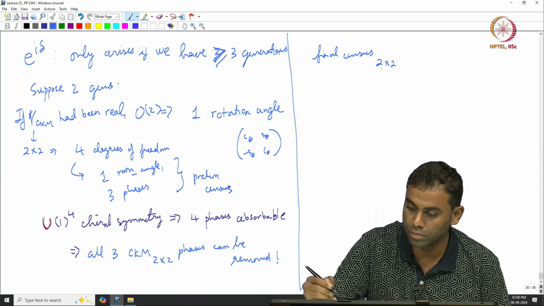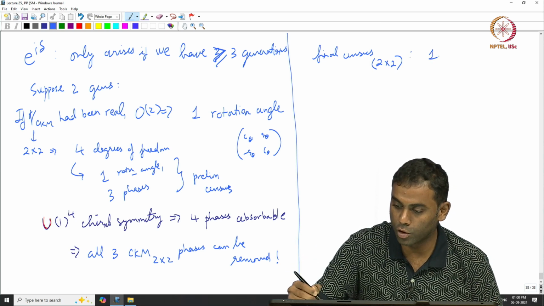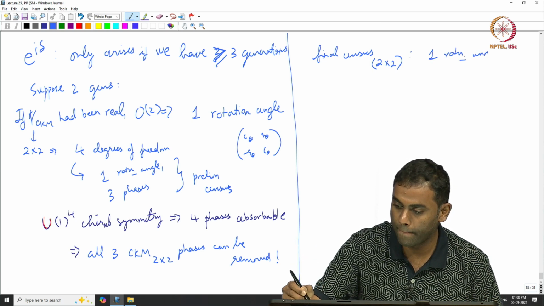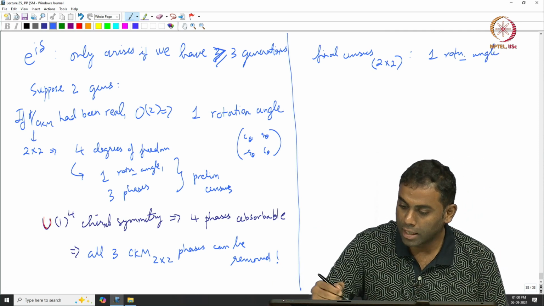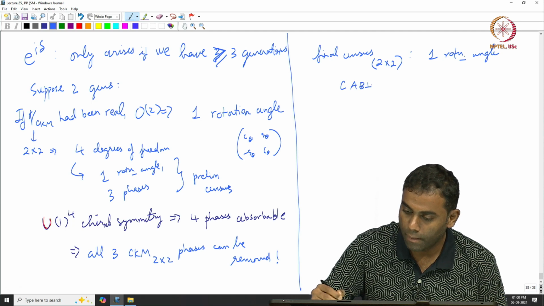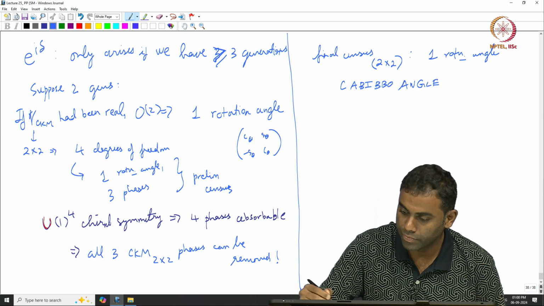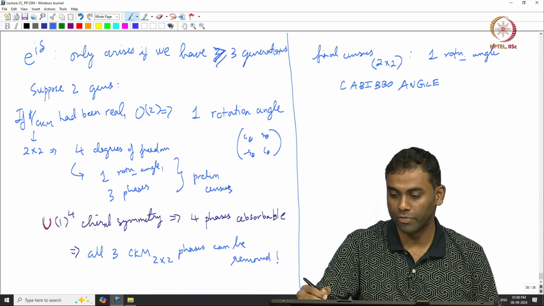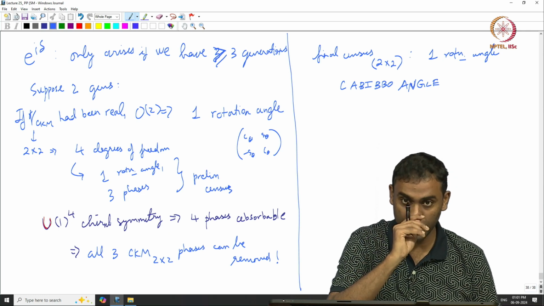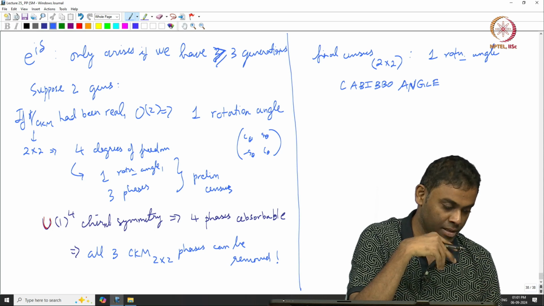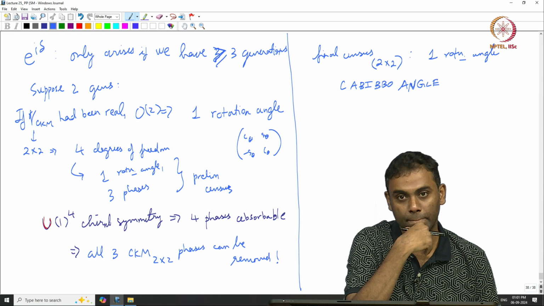So, in the final census, again for 2 cross 2, I have just 1 rotation angle. Okay. And that is the angle known as the Cabibbo angle. This is what Cabibbo had realized. He had even worked out the rephasings and all that, okay. But back then there were only 2 generations that were discovered. So, he was a bit unlucky, he was kind of ahead of his time. He was using the experimental data available at his time, and that is the reason why he did not get a Nobel Prize. Okay.